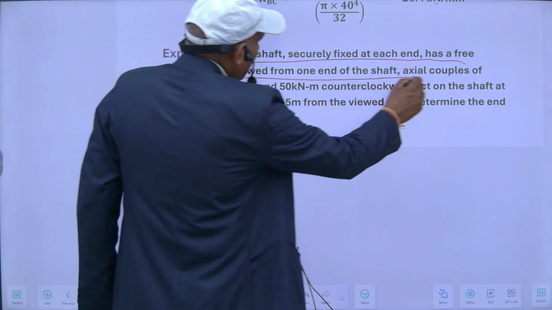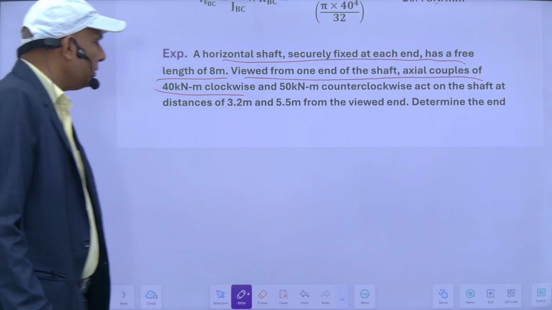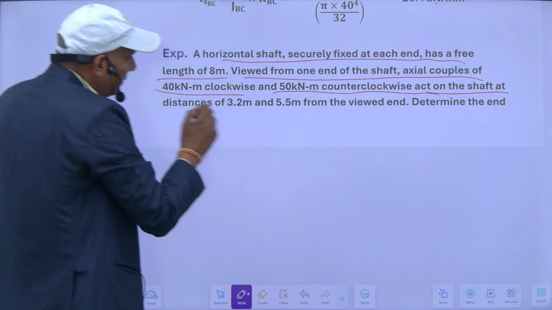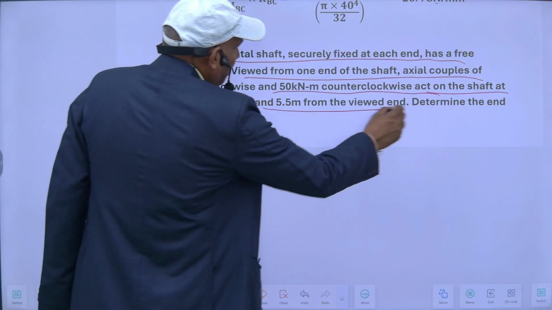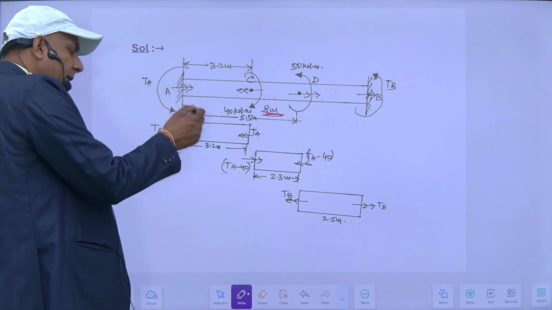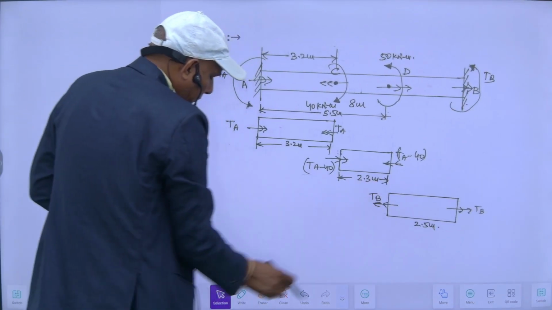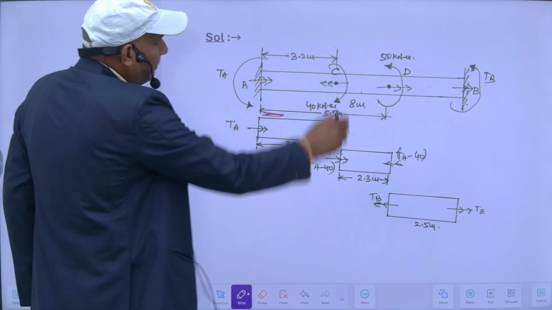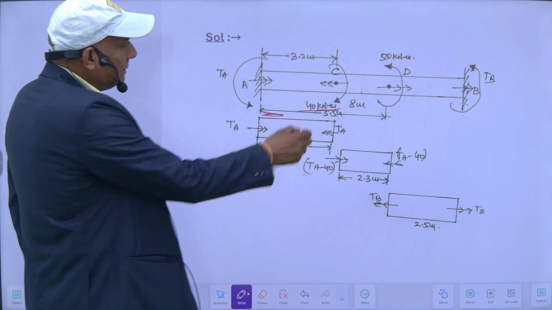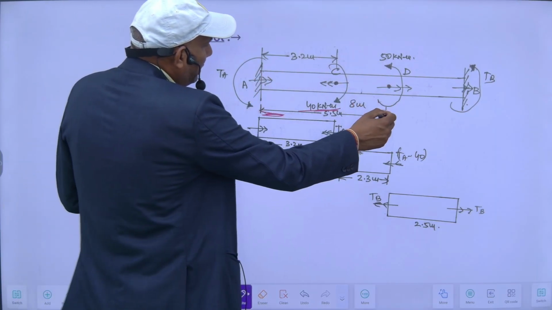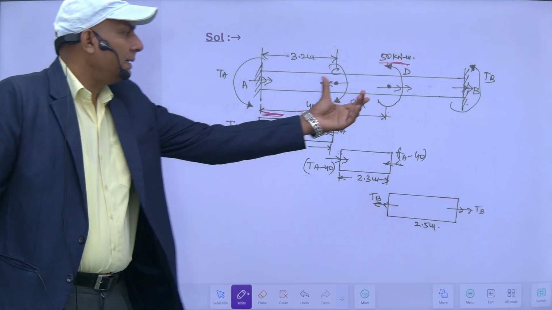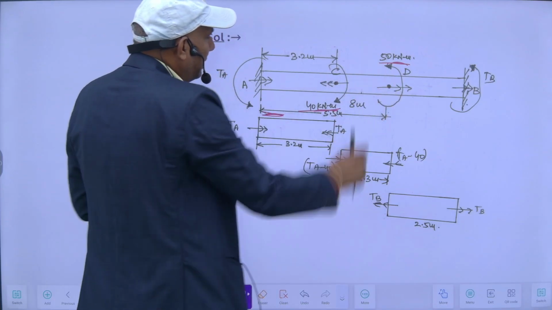Viewed from one end of the shaft, axial couples of 40 kilonewton meter clockwise and 50 kilonewton meter counterclockwise act on the shaft at a distance of 3.2 and 5.5 meter from the viewed end. So from this end, if I see from this end, it is 3.2 from this A. There is a twisting moment of 40 kilonewton meter acting clockwise, and from this end at a distance of 5.5 meter there is another torque of 50 kilonewton meter, and this is anti-clockwise. So both are acting here. This is at a distance of 3.2, this is 5.5.